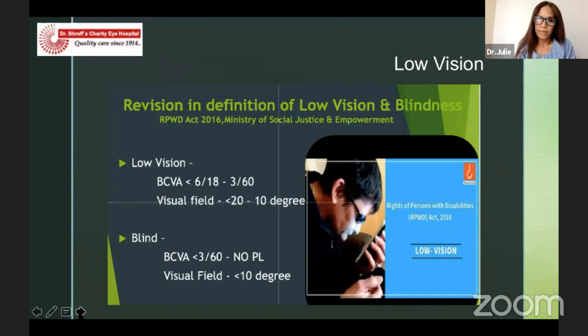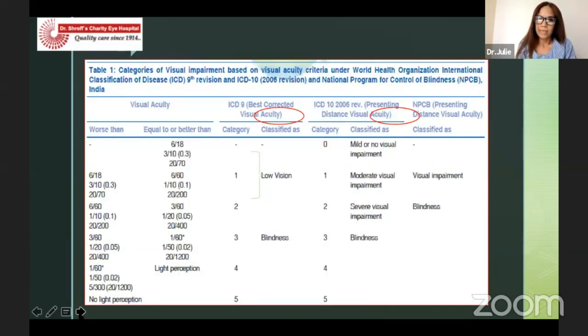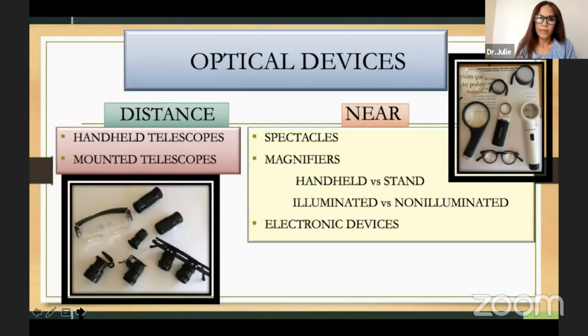Low vision is defined as a best corrected visual acuity in the better eye of less than 6/18 to 3/60 with a visual field of less than 20 degrees, and blind if it is less than 3/60 to no PL. According to the ICD-10 definition, if vision is equal to or better than 6/18, it is called mild or no visual impairment. If it is equal to or better than 6/60, it is moderate visual impairment. If it is equal to or better than 3/60, it is severe, and otherwise, if it is less than 3/60, it is called blind. So we have various optical devices for distance and near, like telescopes and magnifiers.